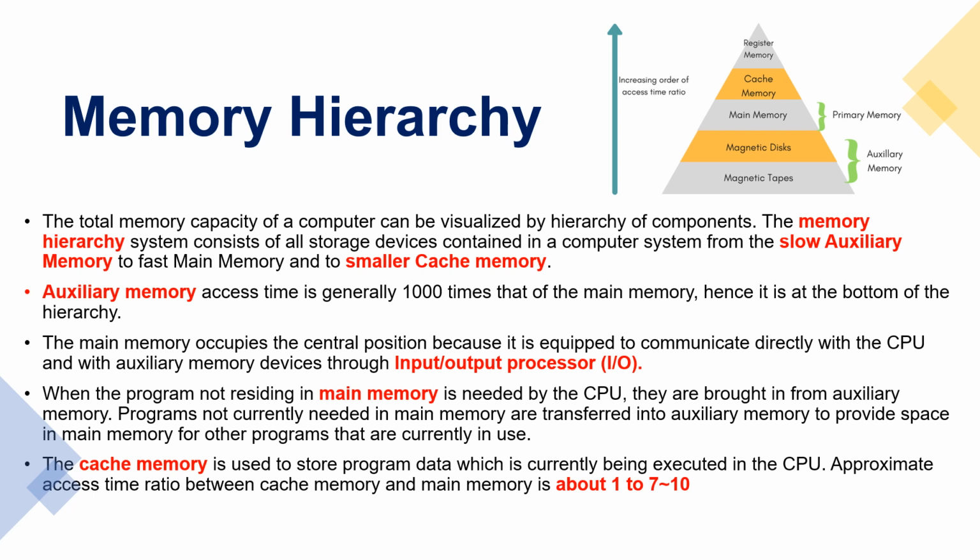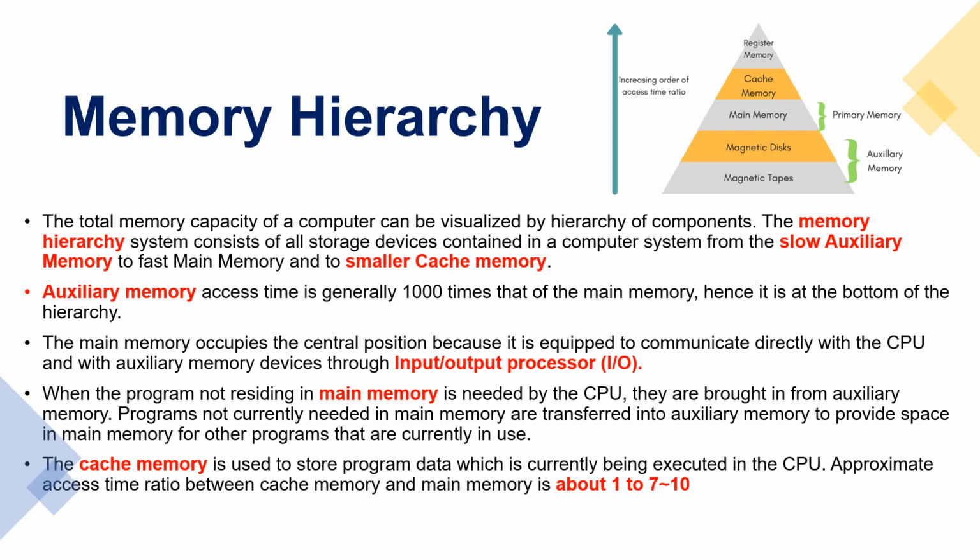When programs not residing in the main memory are needed by the CPU, they are brought in from auxiliary memory. Programs not currently needed in the memory can be transferred from the main to the auxiliary memory to provide space in main memory for other programs that are currently in use.